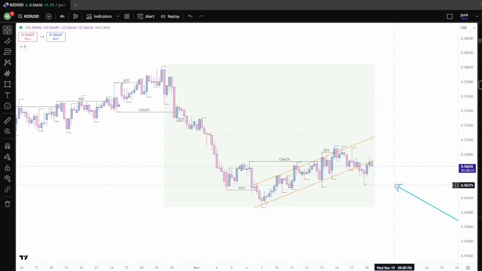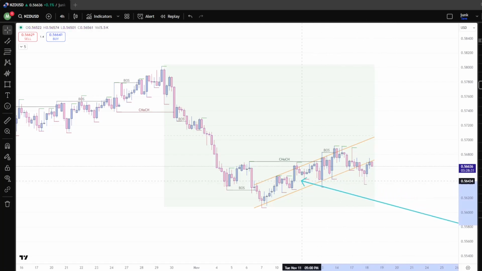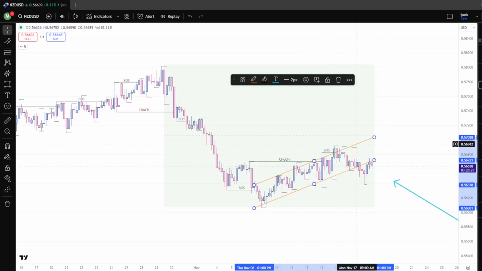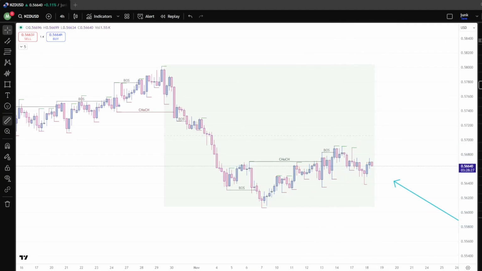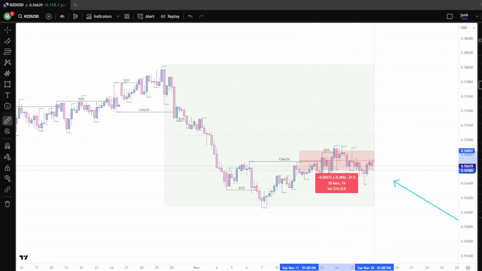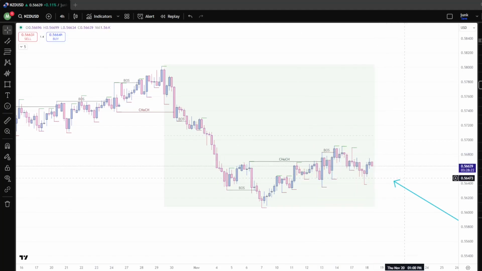descending channel, but also support is still here for the range that it's in. So just waiting to see if momentum can pick up. If it does start to look like it's going to target these lows, I'll go to the lower time frame and try to get an entry to target the lows of the overall range.